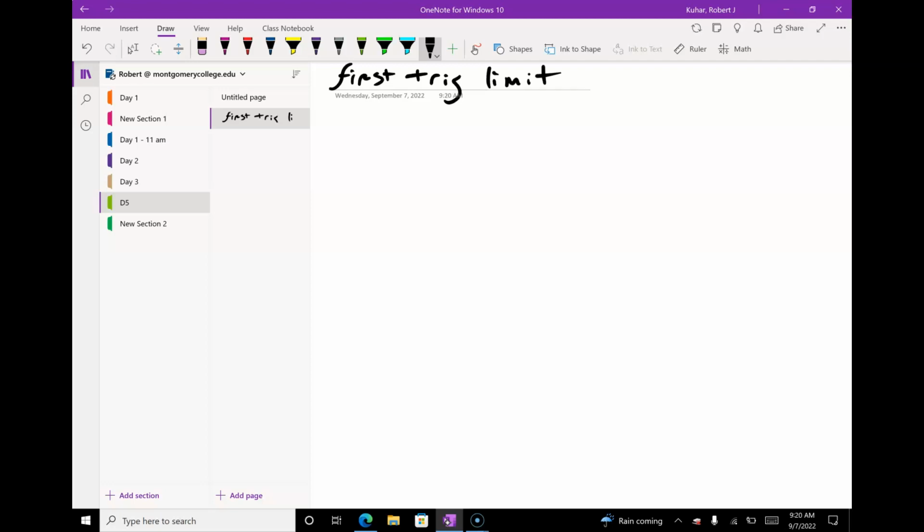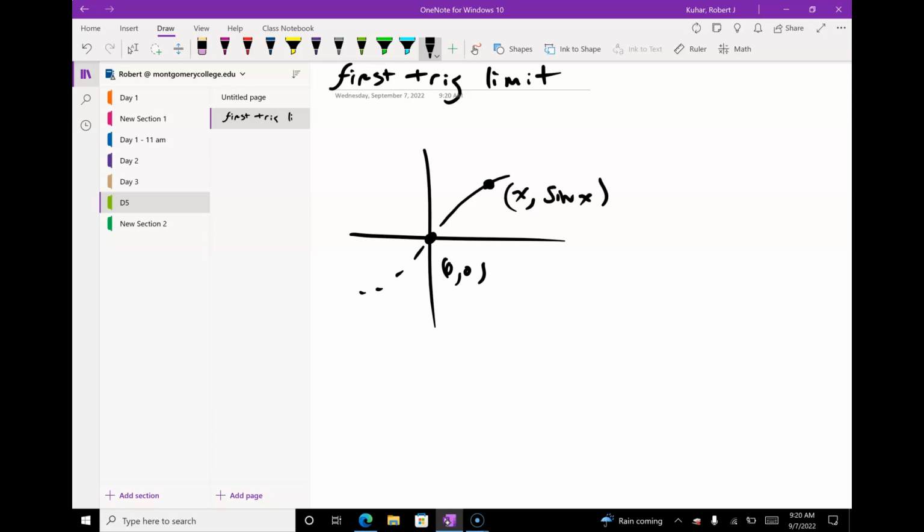Well, how would I get the slope for the sine function at 0, 0 and at some other point, right? So this point is 0, 0. This point is x, sine x. How do I get the slope there? How do I calculate it? Sine x minus what? Good, over. Beautiful, which turns out to be sine x over x.